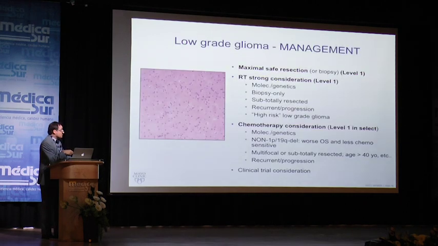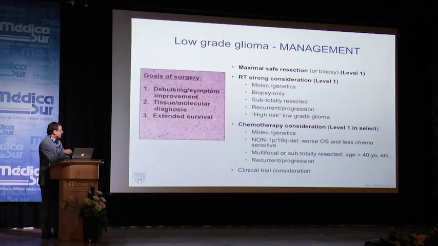So how do we manage low-grade glioma? This is a snapshot of options. Typically, we start with maximal safe resection, and I will tell you why. Surgery also has other additional benefits. If patients are symptomatic, we're debulking the lesion. We're trying to treat their symptoms. Sometimes we can actually treat seizures quite successfully in patients who are suffering from them. We, of course, need tissue for molecular testing, and surgery extends survival.